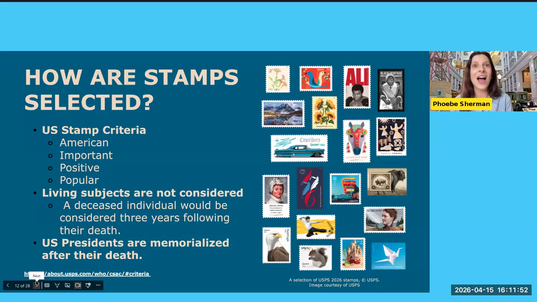And as you've been sharing in the chat, habitats of animals and wildflowers, there are quite a few diverse stamp subjects there. Some other things that I think folks often find interesting: living subjects are not considered for stamps. But all US presidents do receive a stamp. They are memorialized by stamps after their death. You may or may not remember this past October, there was a stamp released in honor of former President Jimmy Carter.